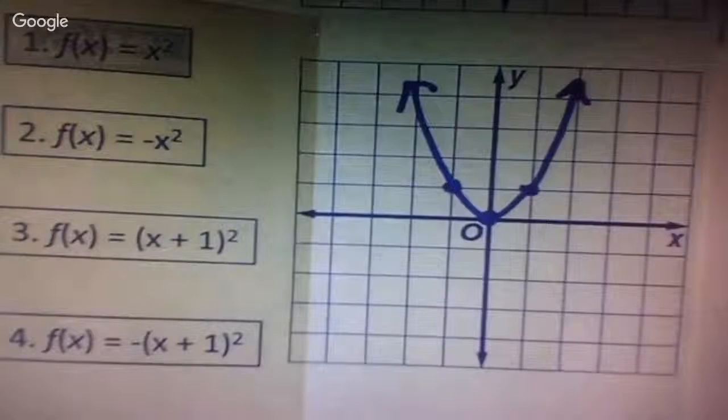They always start in that spot. Yes, they do. Every parent function will start in that spot, forever and ever and always. Thanks.